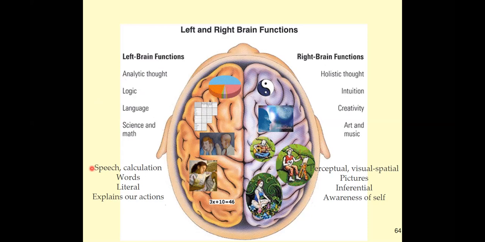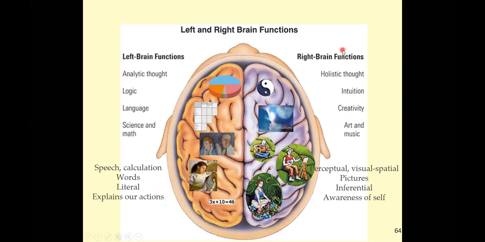So the left side of the brain is responsible for speech, also for calculating, and it thinks primarily in words. That said, the left side of the brain is very literal in understanding language. So if you use an expression like "the person was big as a house," then the left side of the brain believes that you're telling them that the person was actually that large. The left side of the brain, as I mentioned, also seems to be responsible for coming up with explanations for our actions.